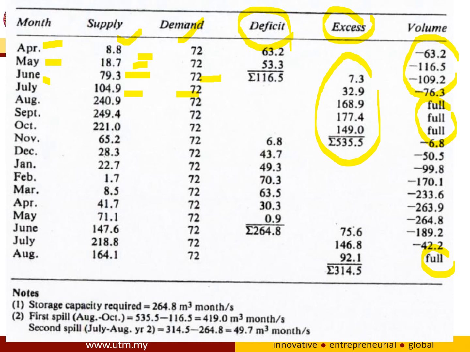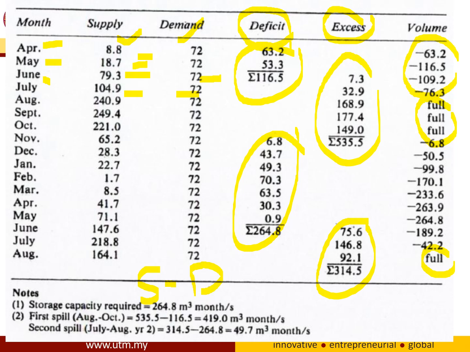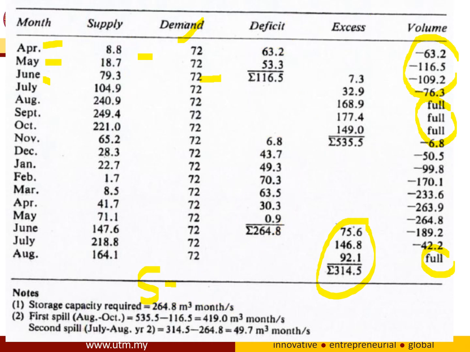So the important thing is you see here the deficit time, the excess time. How you do this is just supply minus demand. So what is the storage capacity required? You just take the highest deficit. So this is the highest deficit. Let me clear this up.